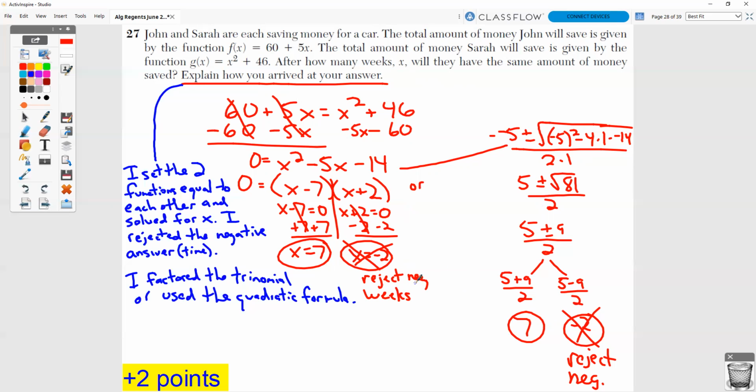You're going to reject the negative 2. Now, why are we rejecting the negative 2? Because we're talking about x being the number of weeks. The number of weeks, that is time. Time can't be negative, so we're rejecting the negative time.